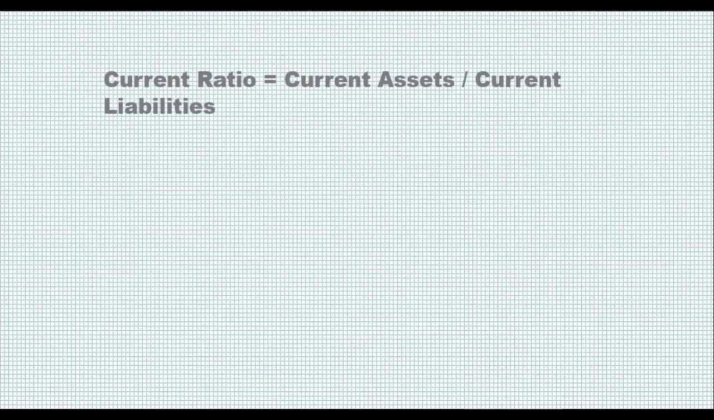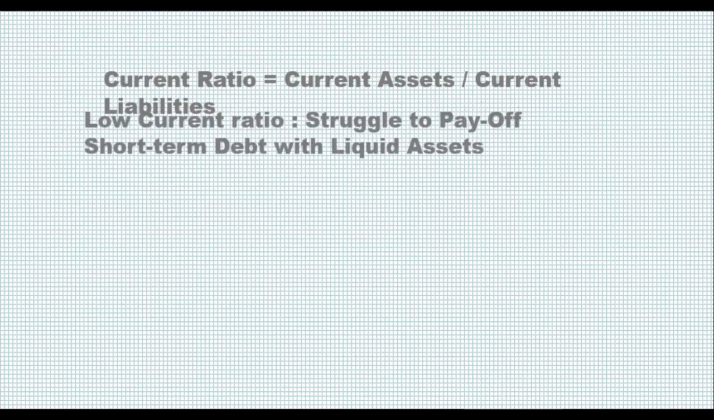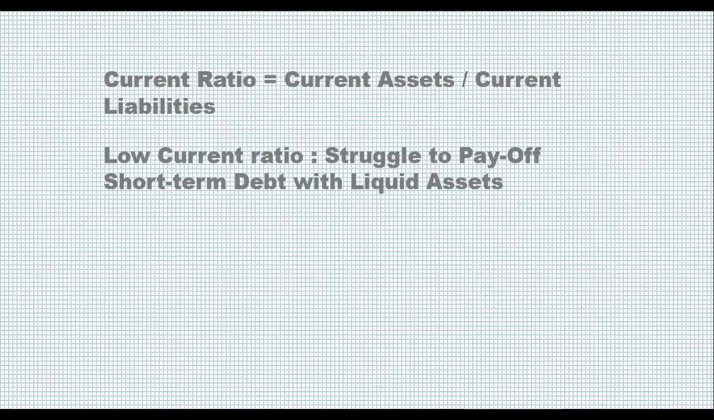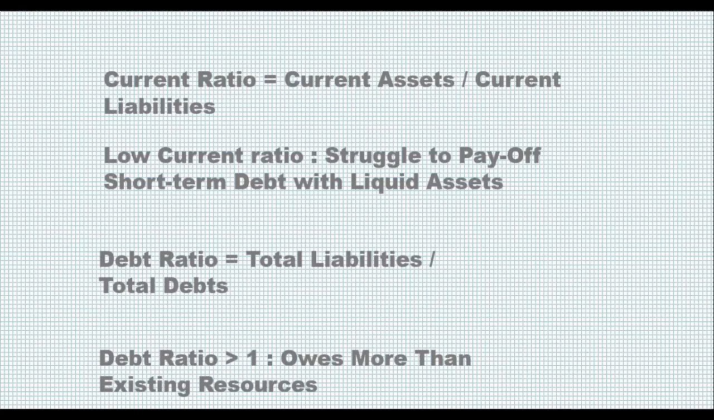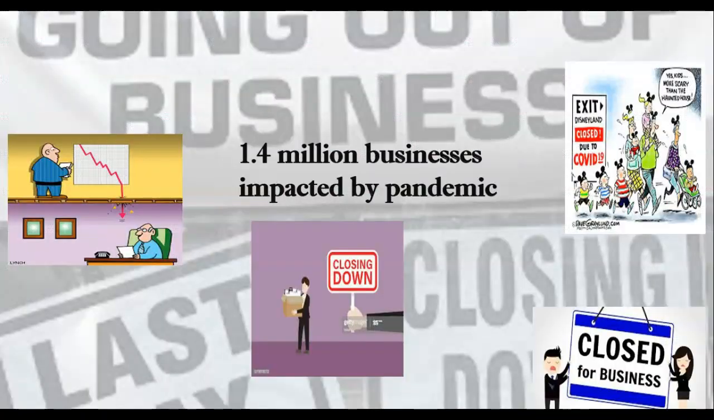Current ratio is obtained by dividing current assets by current liabilities. If the calculated ratio is low, the company will struggle to pay off short-term debt with liquid assets. Debt ratio is the division of total liabilities by total debts. If the ratio is more than 1, the company has a problem with the going concern as it owes more than its existing resources.